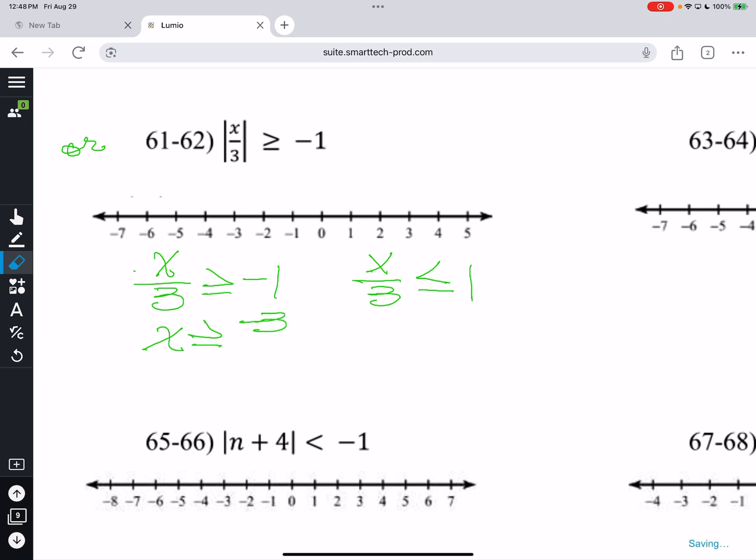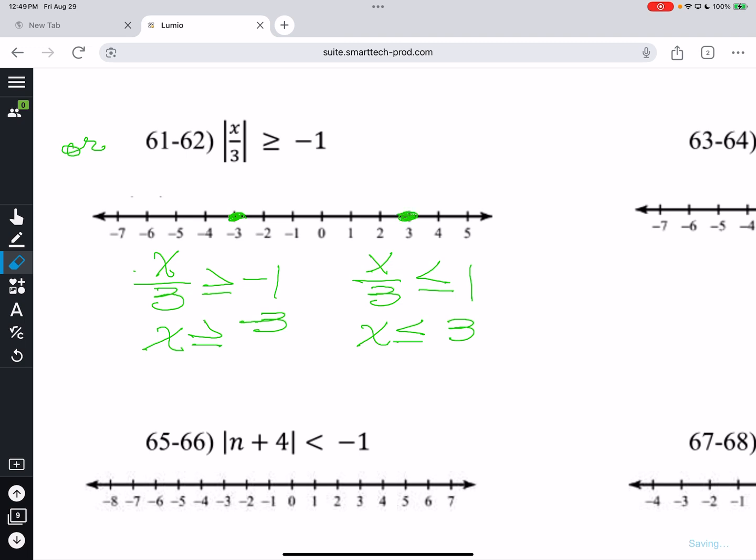-3, because -1 times 3. And then the other equation, X is less than or equal to 3. You're clearing by 3 on both, multiplying both sides by 3. All right, are we circles or fill-ins? Alrighty, so I'm going to go to -3 and fill it in. And I'm going to go to +3 and fill it in.